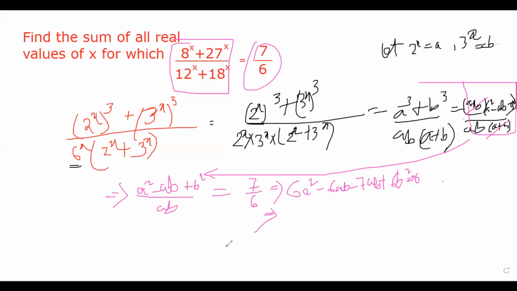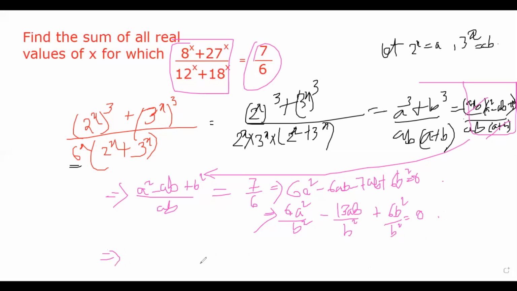Now from this we have to divide this equation by b square. Dividing by b square we get that 6a square by b square minus, this is 6 plus 7, so minus 13ab divided by b square, plus 6b square by b square is equal to 0.